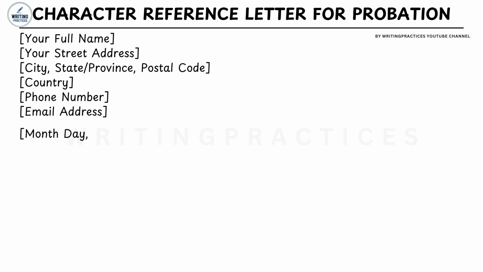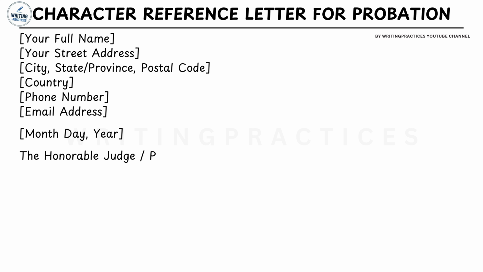Date. After your contact information, write the date. For example, July 3rd, 2026. The date establishes when your reference letter was prepared and helps the court place your statement within the timeline of the probation proceedings.